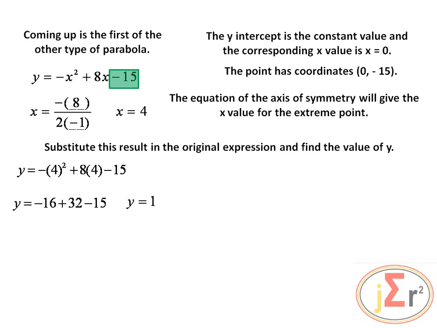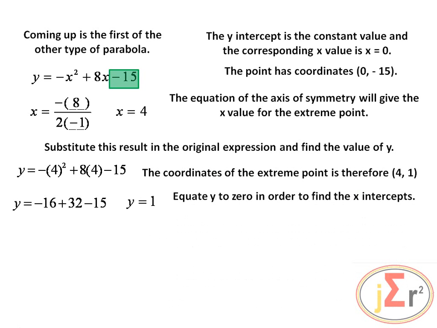And that is going to be the extreme value of the expression. The coordinates of the extreme point is therefore 4, 1. Equate y to 0 in order to find the x-intercepts. Now what we have here is an equation with a negative x-squared coefficient.